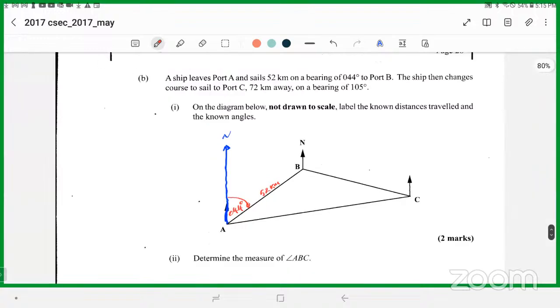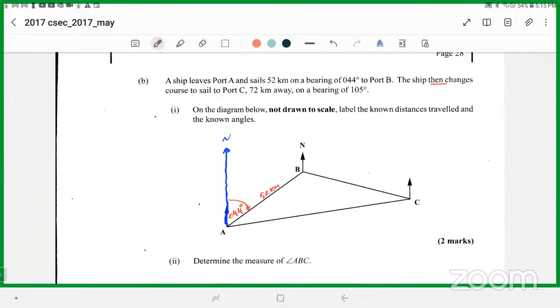The ship then changes its course to port C. So from B now, it's going to port C. So it's now talking about the movement from B to C. So B is now the from position for this part of the movement. Port C is 72 kilometers away. That's this distance. And the bearing that it is going on is 105 degrees. So this direction is on a bearing of 105 degrees.